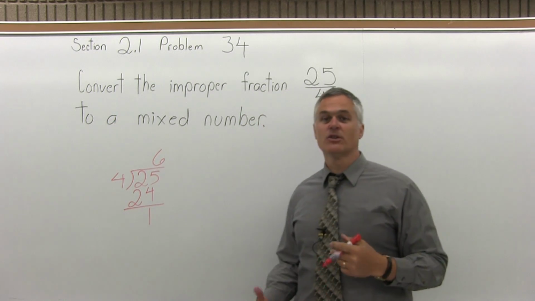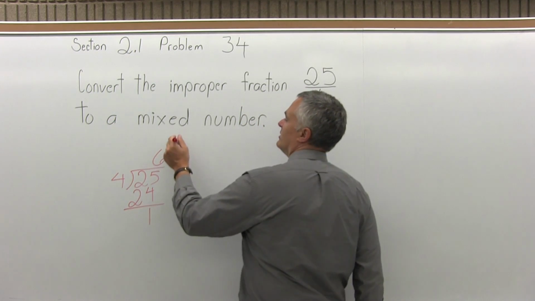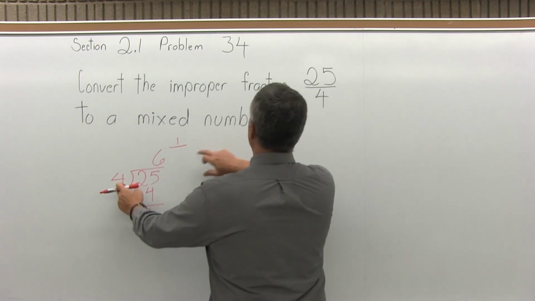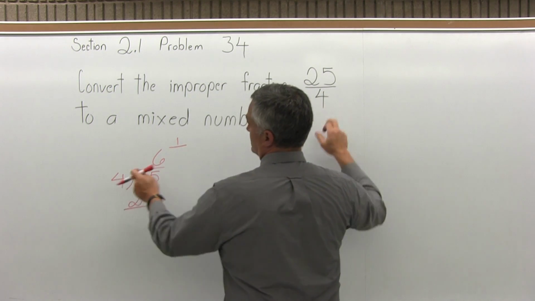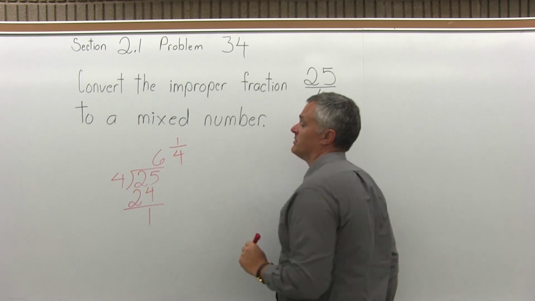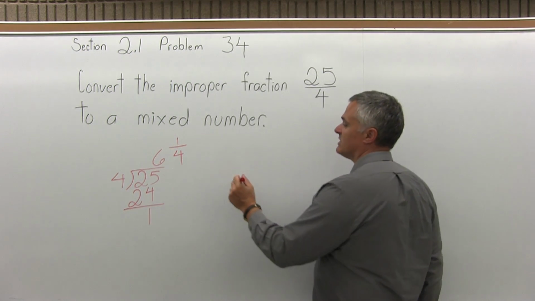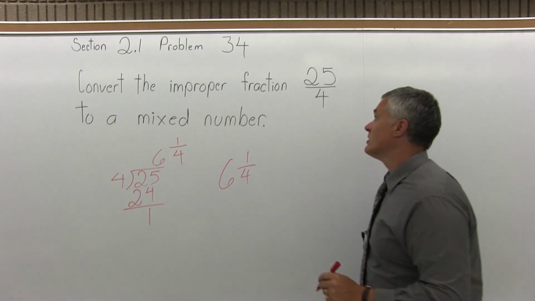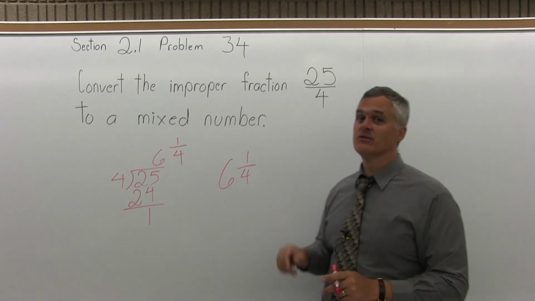That's the remainder. Now the remainder becomes my new numerator, so the 1 becomes the numerator, and the denominator, which is 4, just stays the denominator in the mixed number form. So I have 6 1/4. So 6 1/4 is equivalent to 25 fourths.